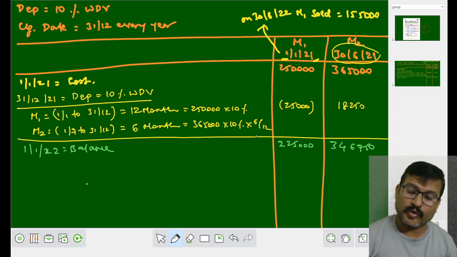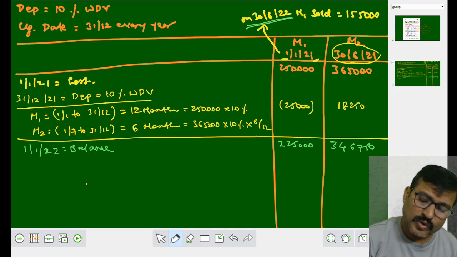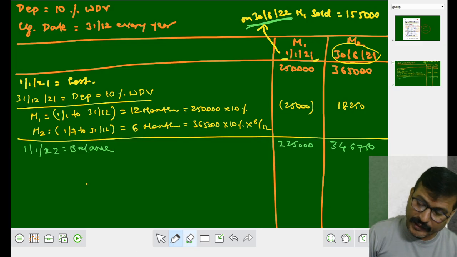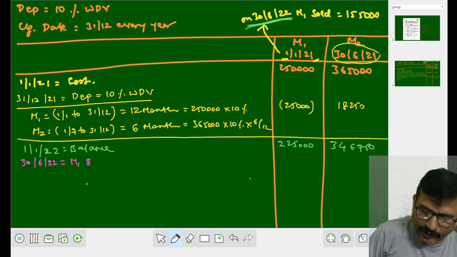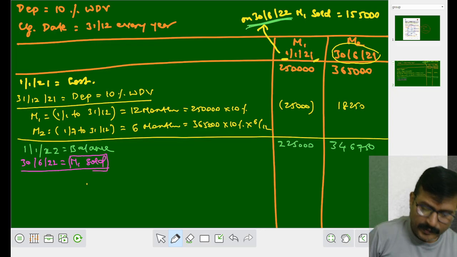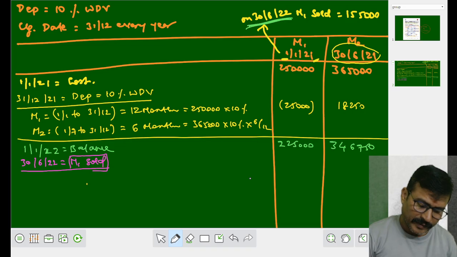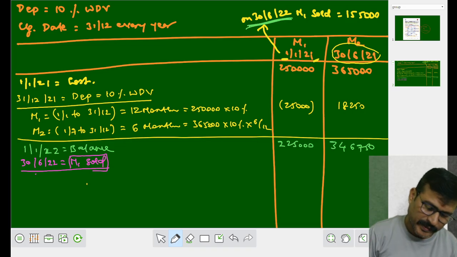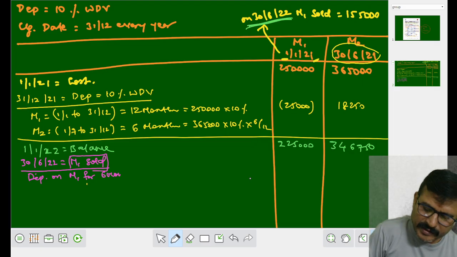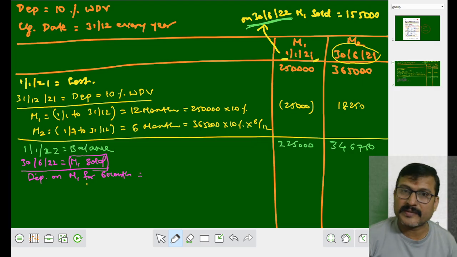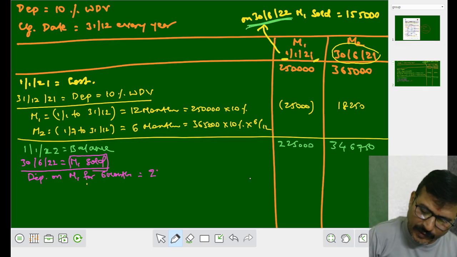In January 22, on 30th June 22, M1 is sold. When is M1 sold? 30th June 22, M1 sold. See how many months gap? January to June means 6 months. Depreciation on M1 for how many months? For 6 months. Under what method? WDV.